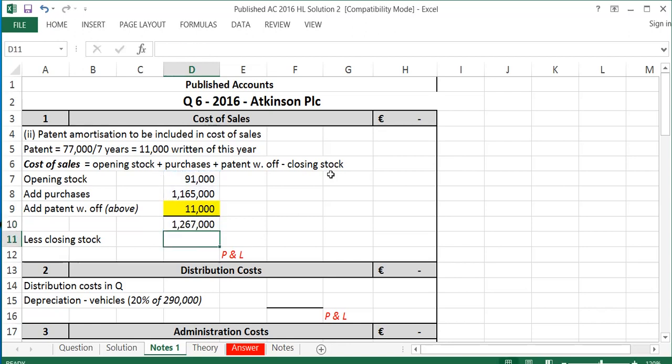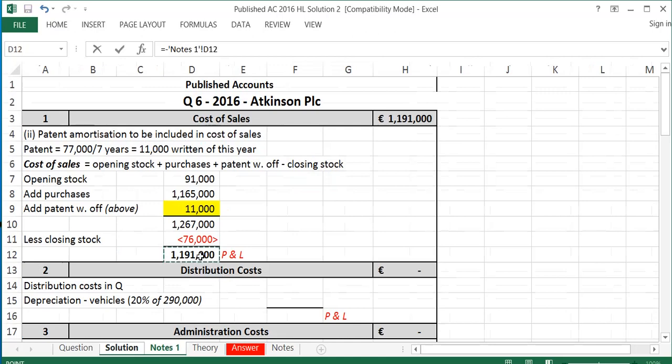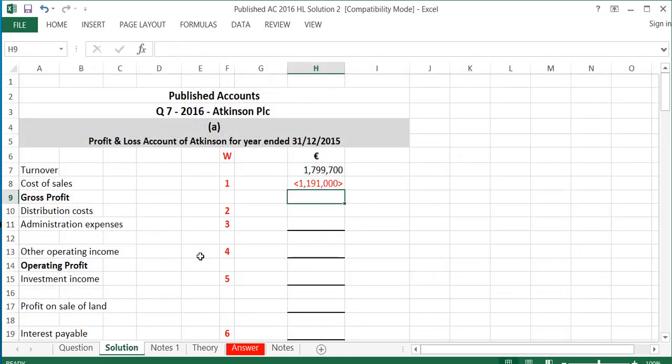And they come to 1,267,000, and then I just have to take my closing stock, which I get in note 1 of the accounts, is 76,000. So that comes to 1,191,000, and that is my total cost of sales figure, which will now go into my accounts. So I'll link those, and that's 1,191,000. So my turnover less my cost of sales gives me my gross profit.